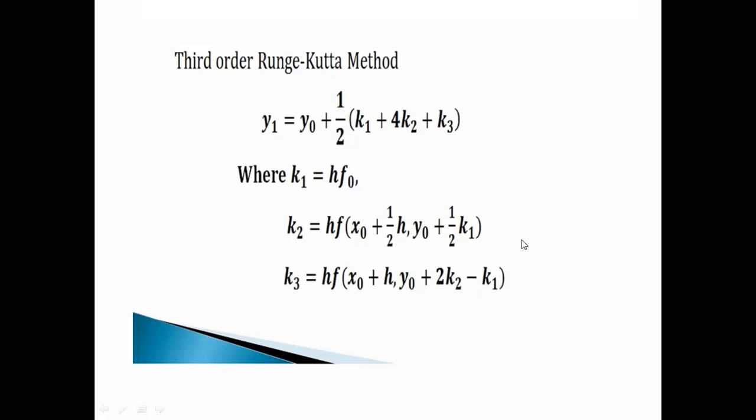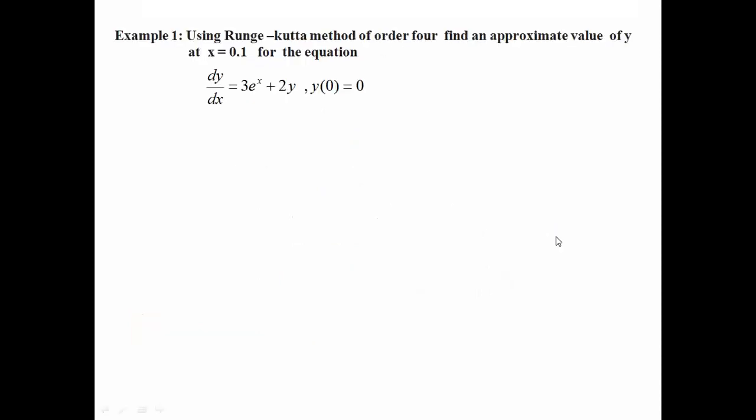RK method of order 4 means the formula written in the previous slide. Now let us take some examples of how to solve the differential equation by both methods, RK method of order 4 and RK method of order 3. Now this question: using Runge Kutta method of order 4, find an approximate value for y at x equal to 0.1 for this differential equation.